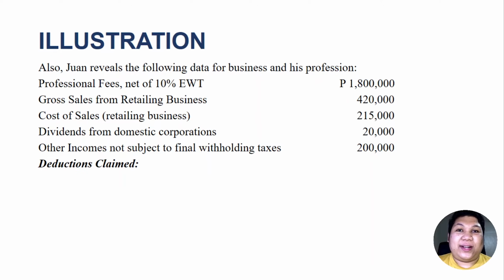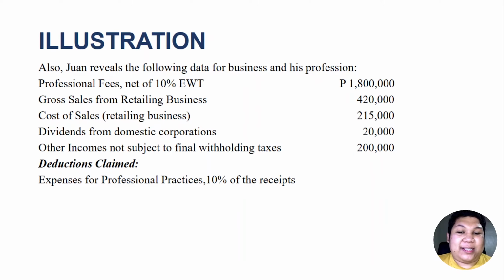And Juan also claimed the following deductions: expenses for his practice of profession, and that is 900,000 pesos. But 10% of this amount pertains to the receipts which were damaged. So meaning to say those 10% is non-deductible.